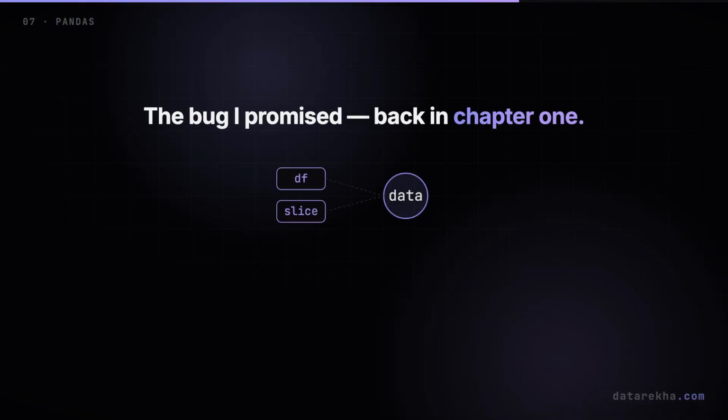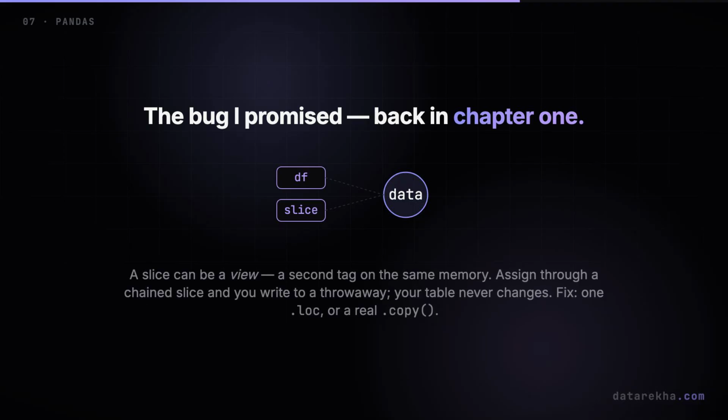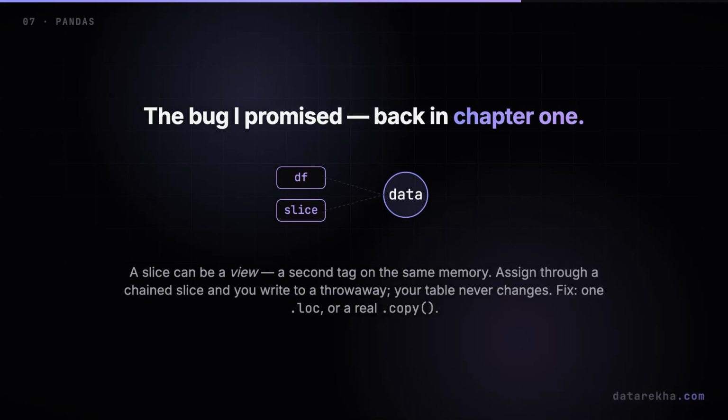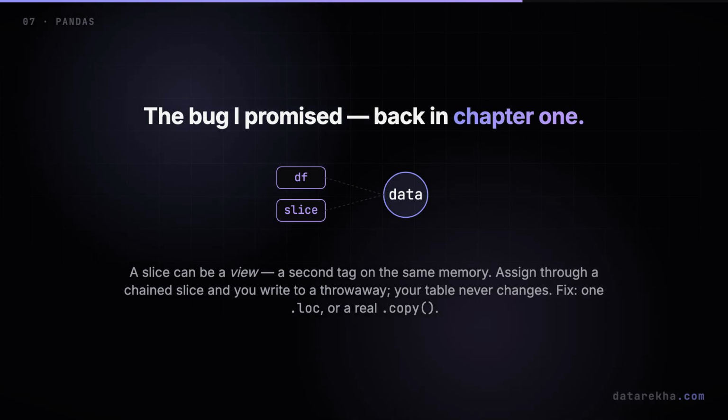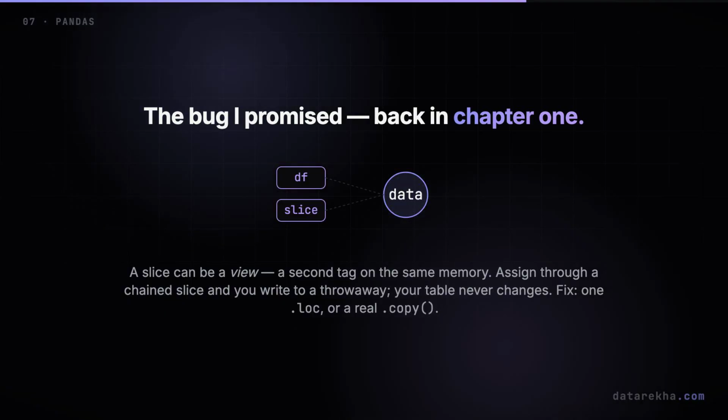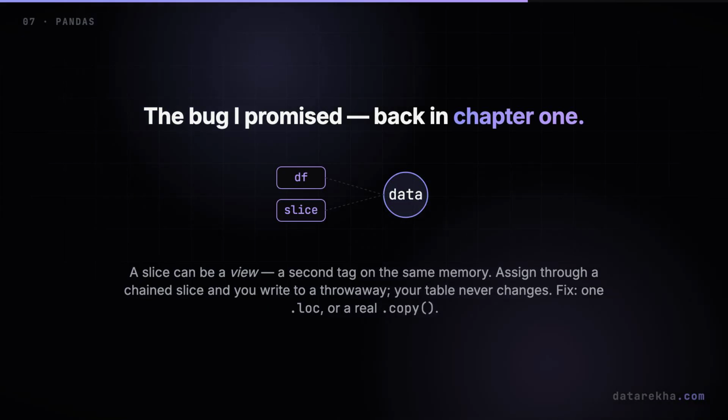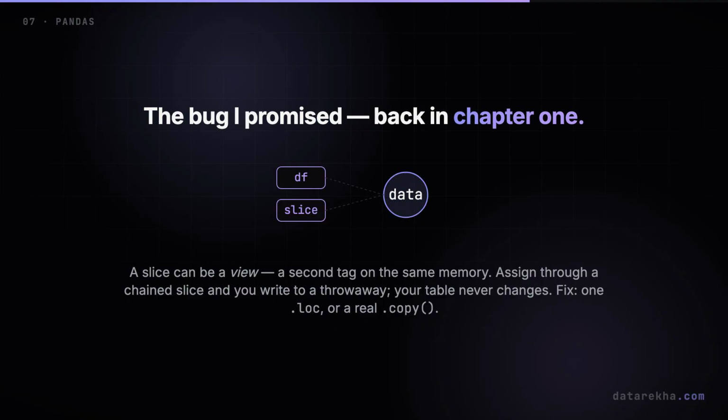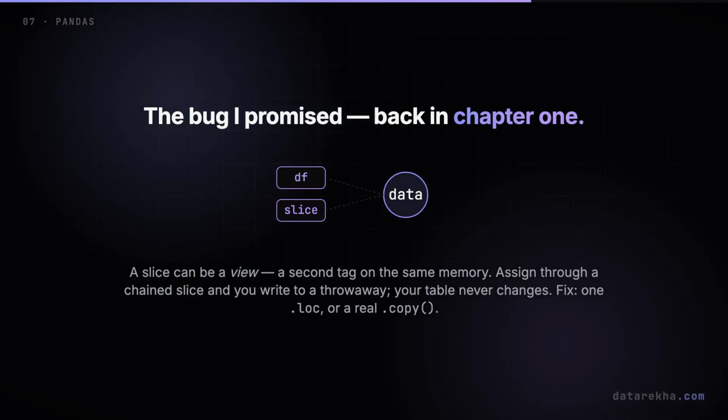Now the bug I promised you 20 minutes ago. Remember, names are tags, and two tags can share one object. A slice of a data frame can be a view, a second tag onto the same memory. So when you filter and then assign in one chain step, you might be writing to a throwaway copy, and your real table never changes. Pandas even warns you about it. The fix is to be explicit. Select with loc in one shot or take a real copy. That one picture from chapter 1 just saved you hours of confusion.